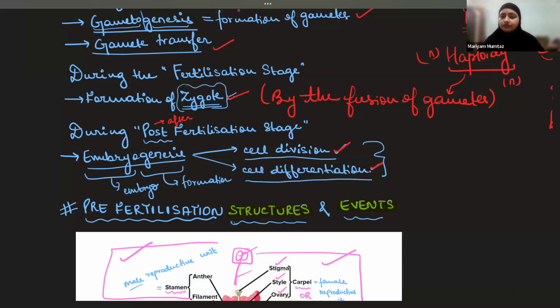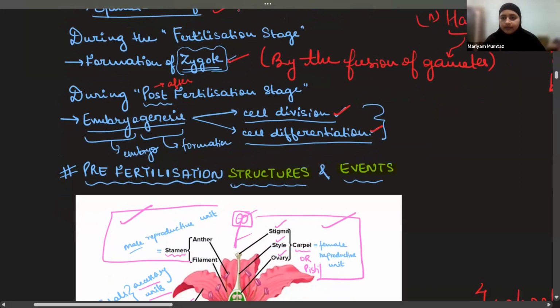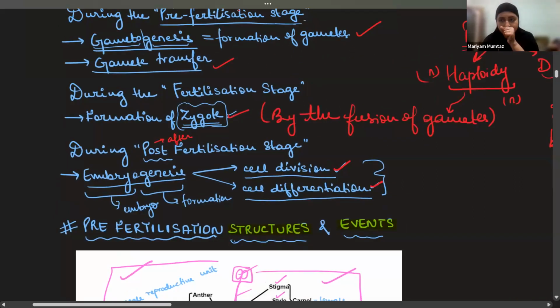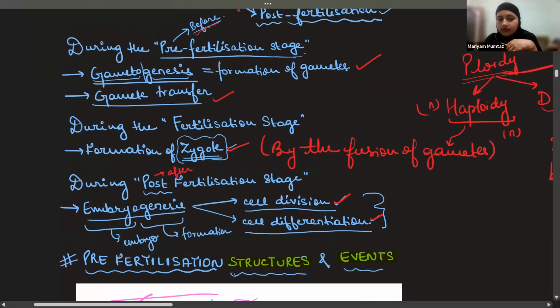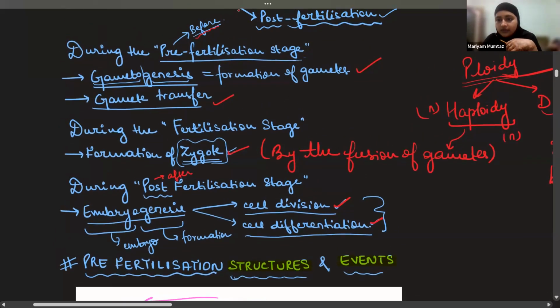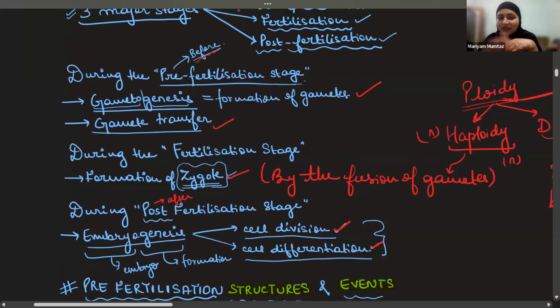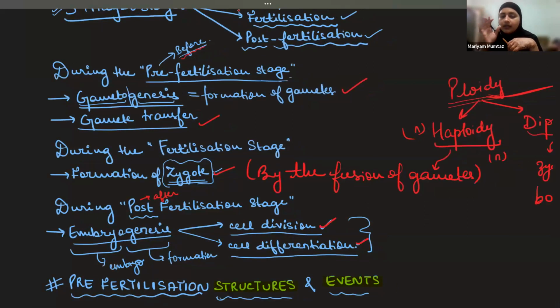This much is clear? Any doubts up till now? Can you explain it again? Which part? Pre-fertilization, or the whole thing? No, not the whole thing, but the last part you explained. See, I was paying attention.